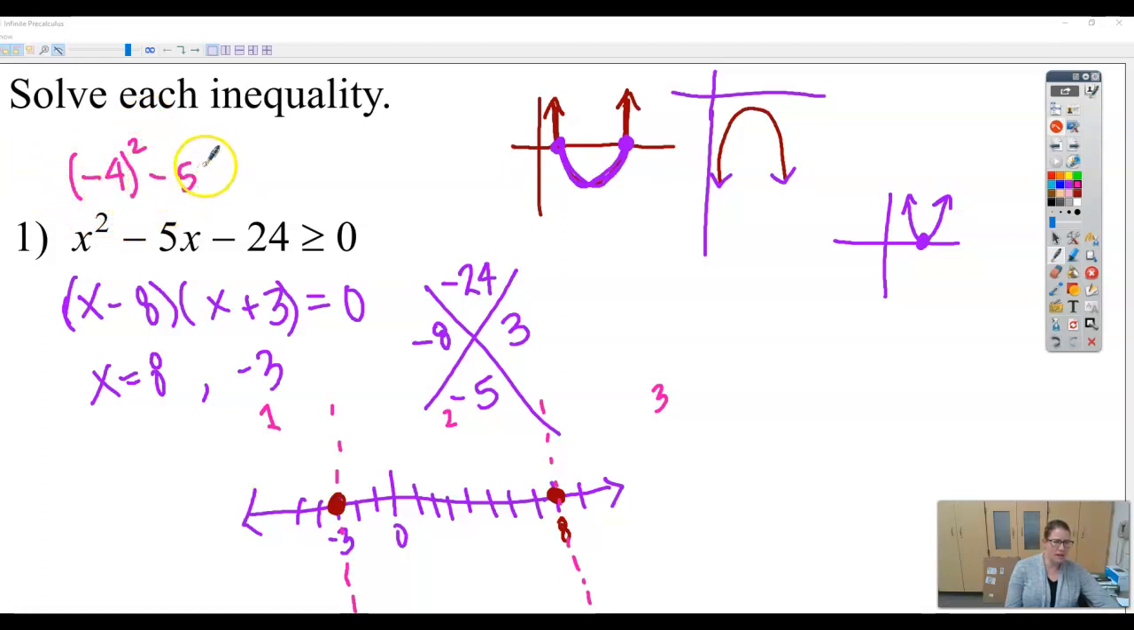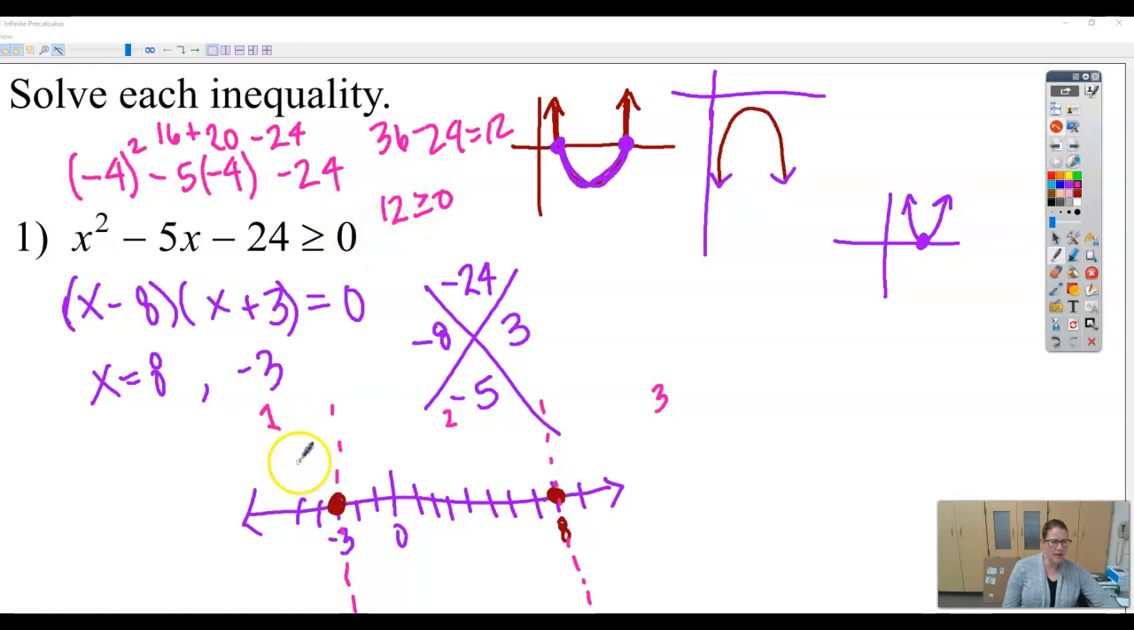So -4 squared, which is 16, then -5 times -4 and then -24. 4 times 4 is 16. -5 times -4 is +20, and then -24. So that gives me 36 minus 24, which equals 12. Well, 12 is greater than or equal to 0, right? So that's true, which means I want to shade this section of my number line.